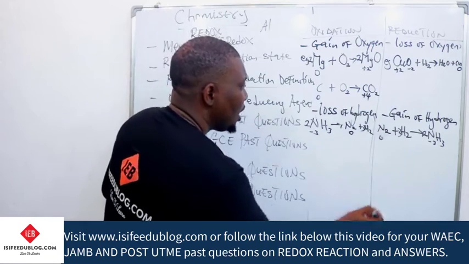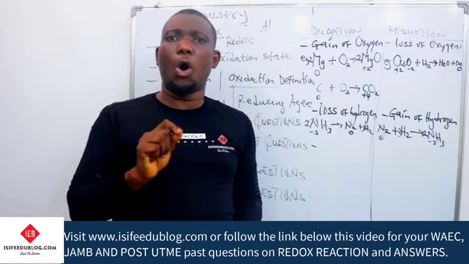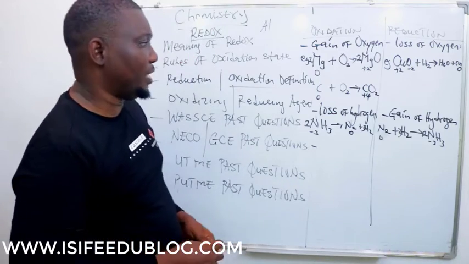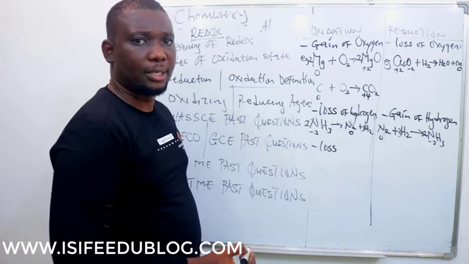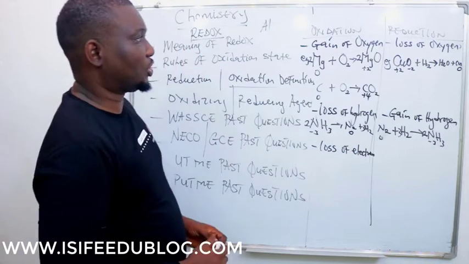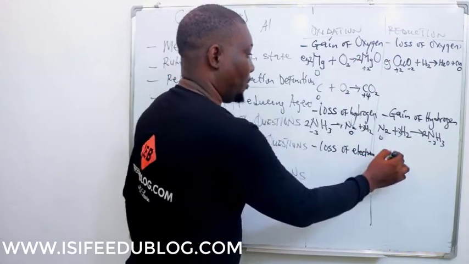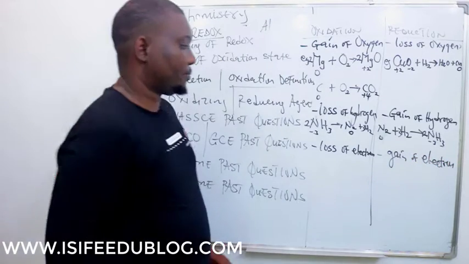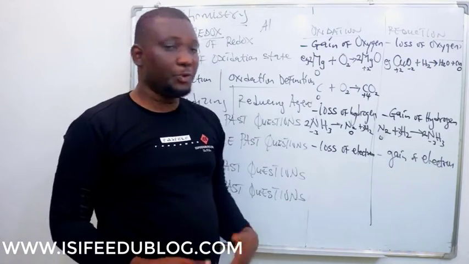And then, we can also define oxidation in terms of transfer of electrons. In terms of transfer of electrons, I can say that oxidation is the loss of electrons. Oxidation is the loss of electrons. And the opposite of loss of electrons, that means reduction, will now be what? Gain of electrons. Loss of electrons, and then here is gain of electrons.